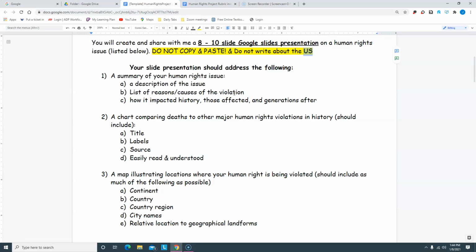I want to see evidence that you understand how it impacted history. What is the effect of the Holocaust on the world? What is the effect of the Holocaust on the world's people? How did the Holocaust impact politics and international law?